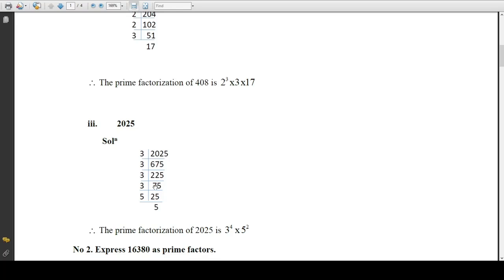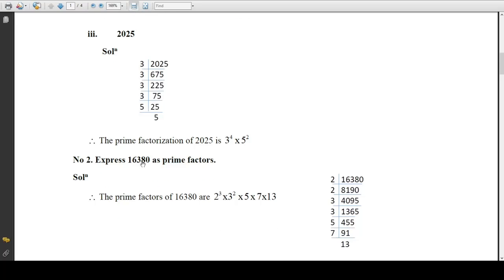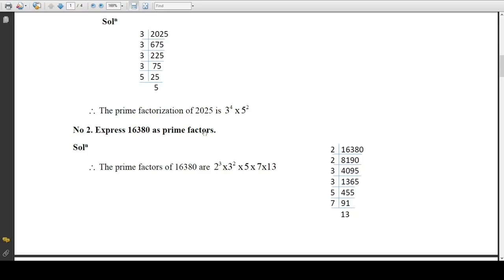3 2s are 6. 1 with 5, 15, 3 5s are 15, and then 25 you cannot divide by 3, so you go to the next prime, which is 5. 5 5s are 25. Hence the prime factorization of this number is 3, how many times? 4 times. 5, how many times? 2 times. Clear? Next we go with the second number from here, expressed as the prime factor.